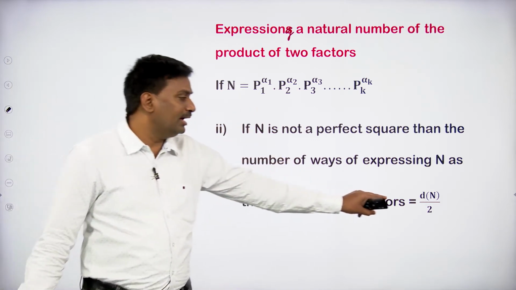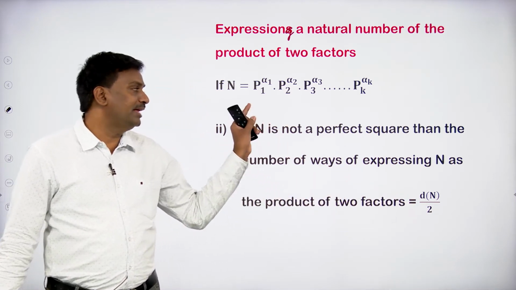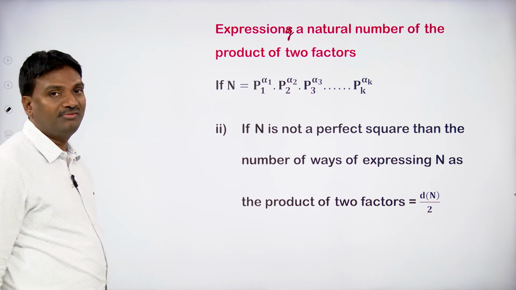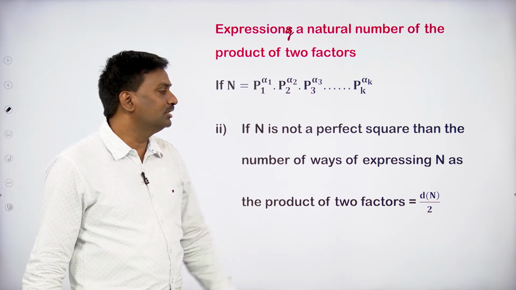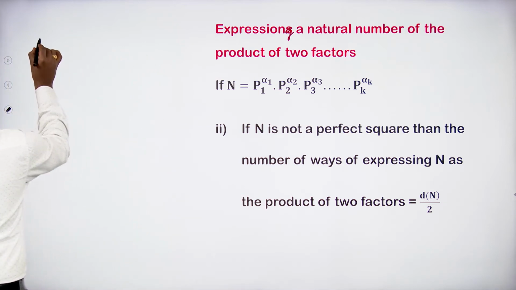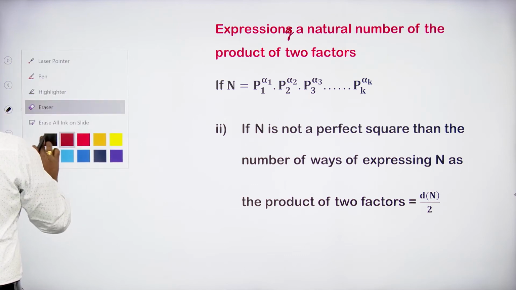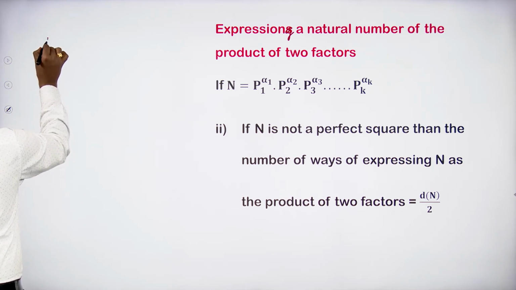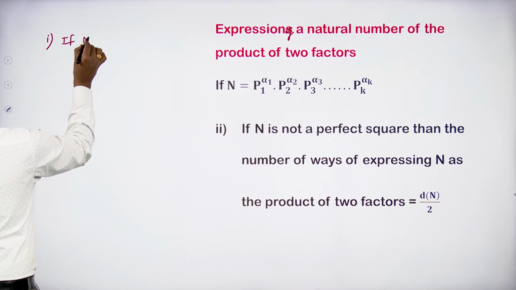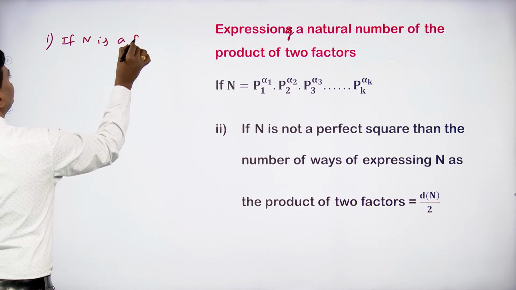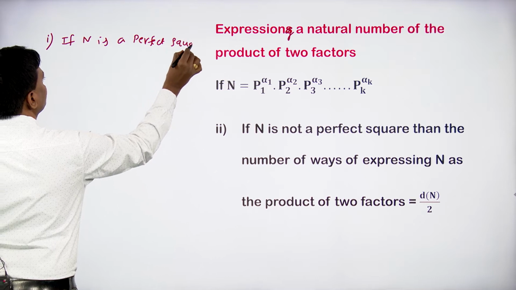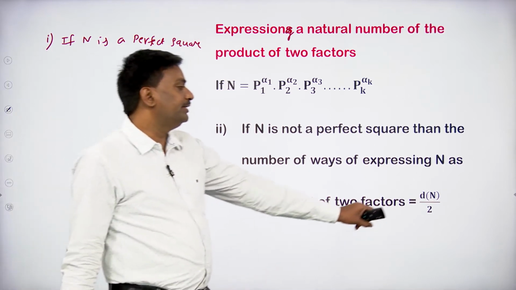So this formula is when the number n is not a perfect square. If n is a perfect square, then we can use the formula d of n plus 1 by 2. The first point can be taken as: if n is a perfect square, then the formula is d of n by 2.